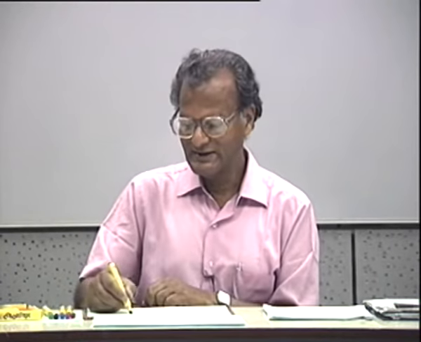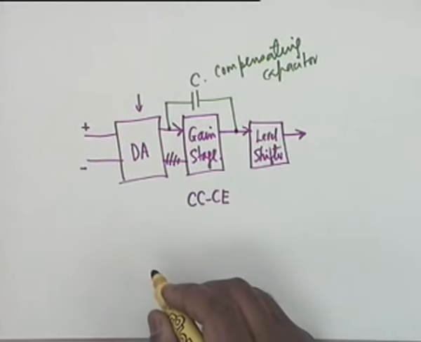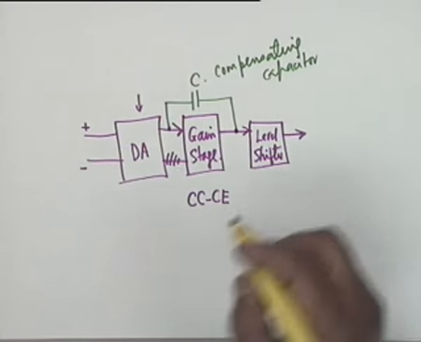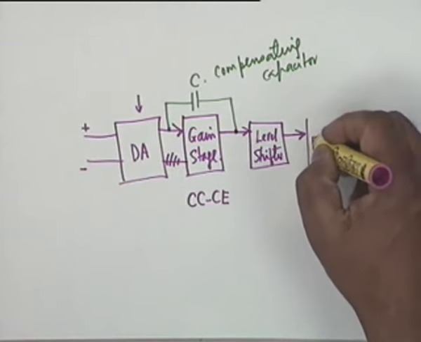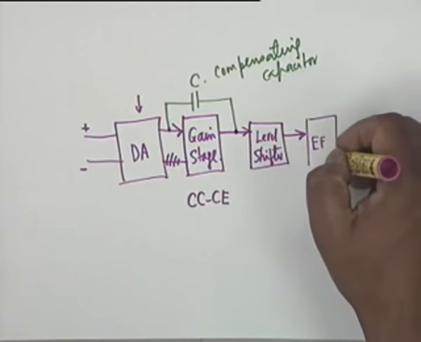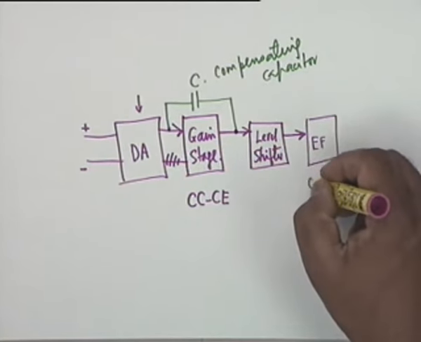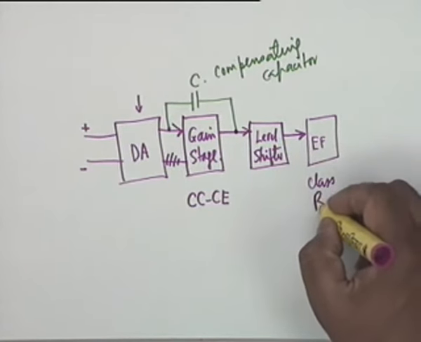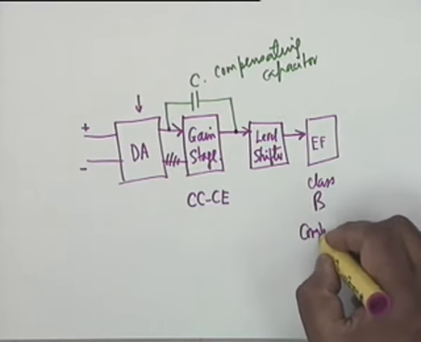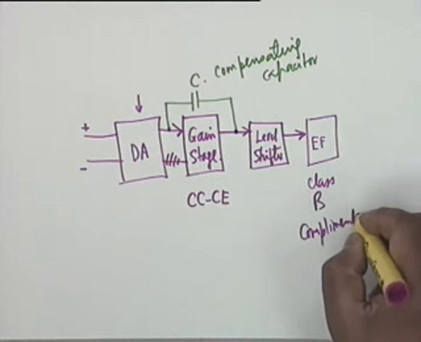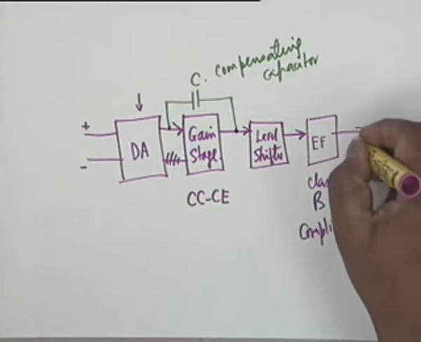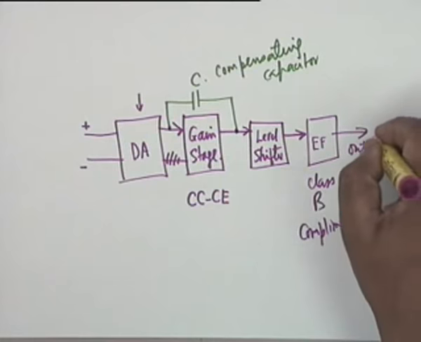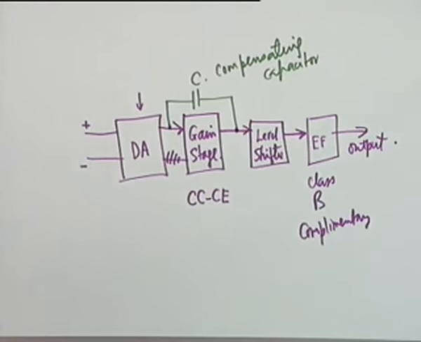And such that it does not affect the operation of the next stage, which is usually an emitter follower but connected in class B, complementary connection, and that is the output. The output goes to a load. This is the general architecture of an op-amp.